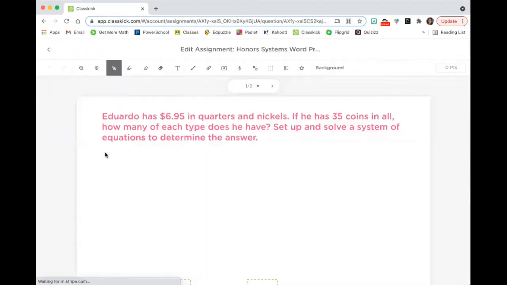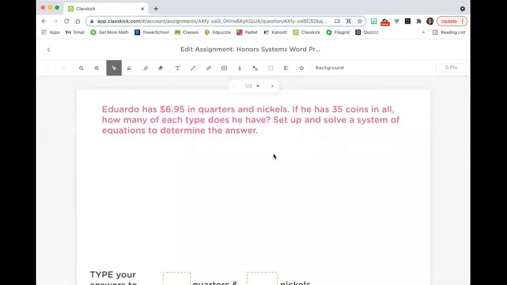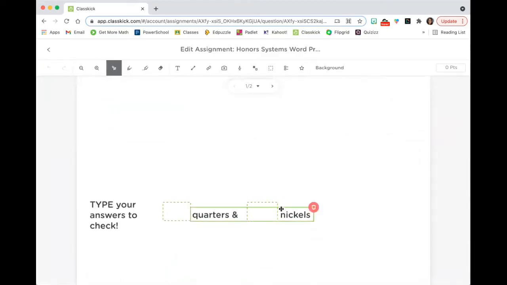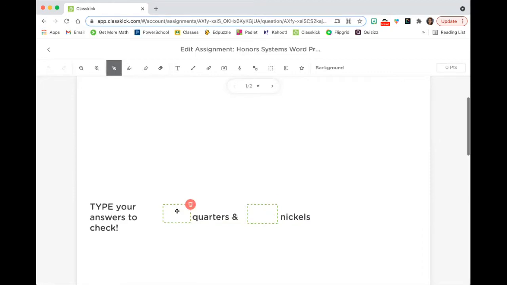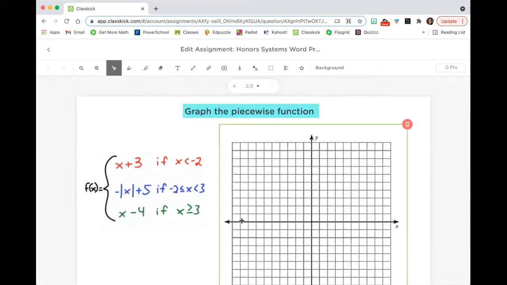So you can see here, I had two problems for my Honors Algebra 2 class one day. I had just a very basic systems of equations problem, gave them some workspace, and then gave them a place for them to type their answers in. On the second here, I had a piecewise function that I wanted them to graph.